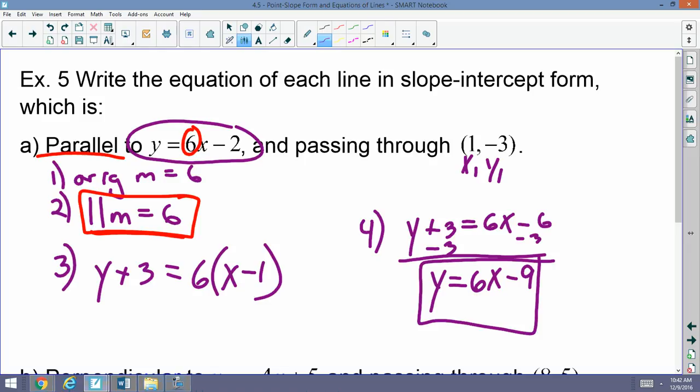No, it's not that I changed it. I just plugged it into the formula. It's y minus y1, so a negative and a negative is a positive. That's how I got that y plus 3.